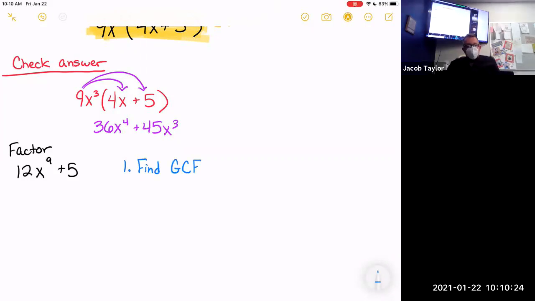Now I know the greatest common factor is not going to have an x in it. How do I know the greatest common factor will not have an x? That's exactly right, because the 5 does not have an x. If the 5 doesn't have an x and the 12 does, good for the 12, but that's not a greatest common factor because they don't have it in common. To be in common, they have to both have it. So my greatest common factor is not going to have a variable. My greatest common factor is just going to be a number.